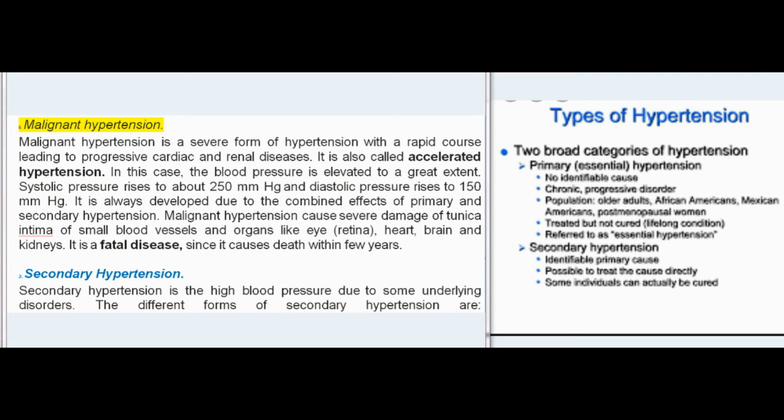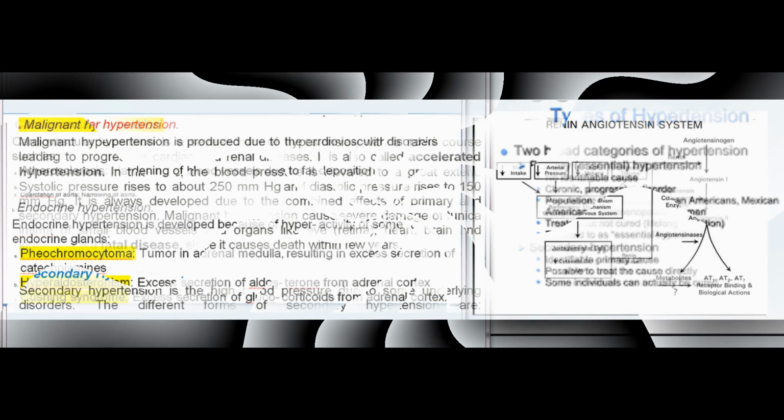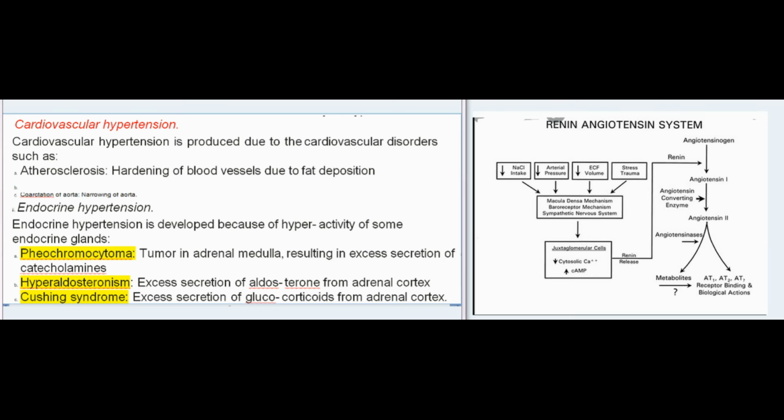It is a fatal disease, since it causes death within few years. Secondary hypertension. Secondary hypertension is the high blood pressure due to some underlying disorders. The different forms of secondary hypertension are: cardiovascular hypertension. Cardiovascular hypertension is produced due to the cardiovascular disorders such as atherosclerosis, hardening of blood vessels due to fat deposition, coarctation of aorta, narrowing of aorta.